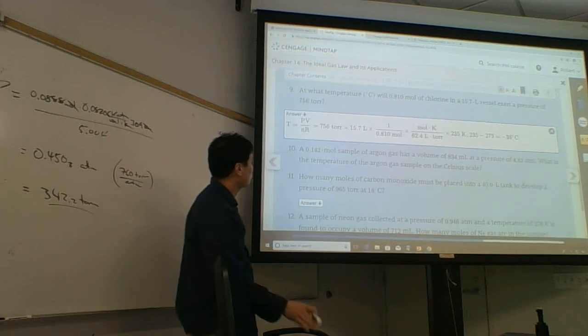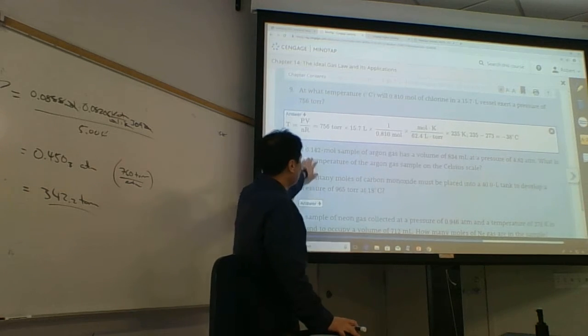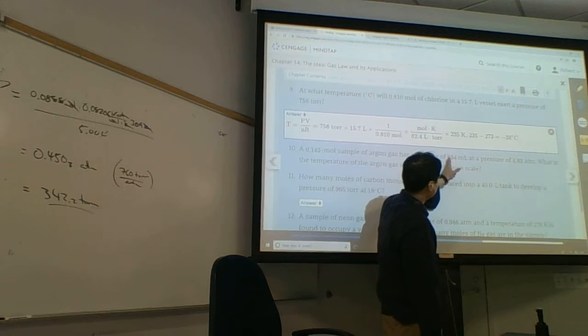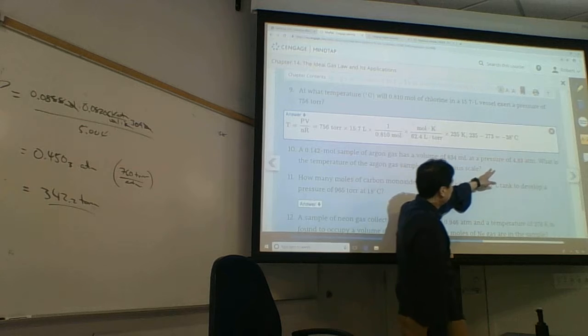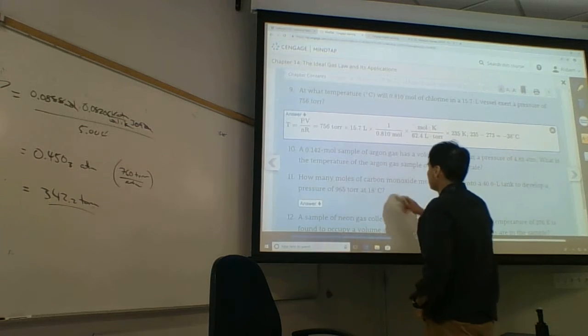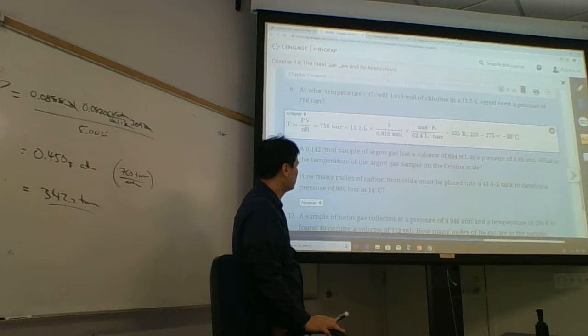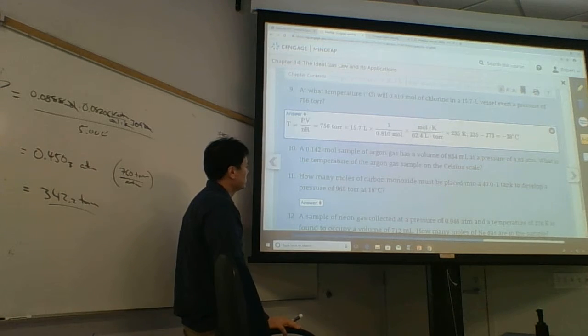10. A 0.142 mole sample of argon gas, so we have n, has a volume of 834 milliliters. So we have V, but we need to convert that to liters. And we have P in atmospheres. What is the temperature of the argon gas in Celsius? Again, we're going to calculate the temperature in Kelvin and convert it to Celsius.